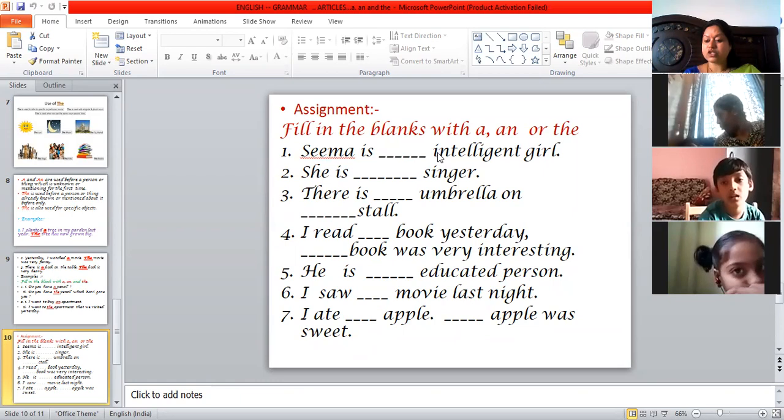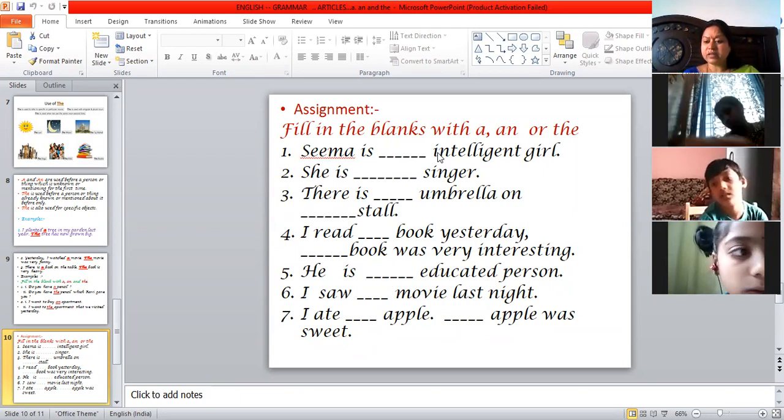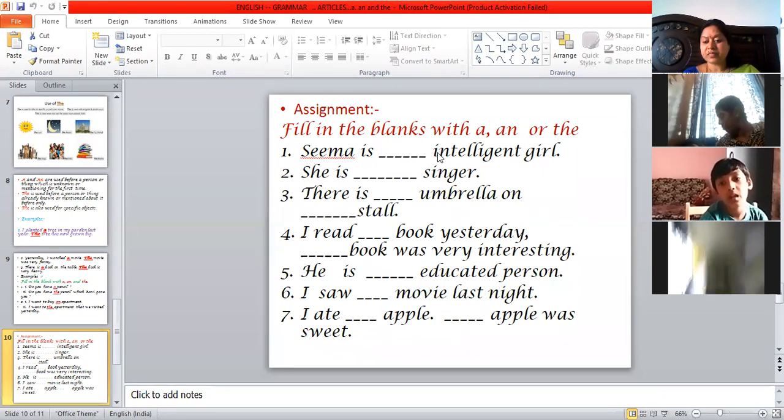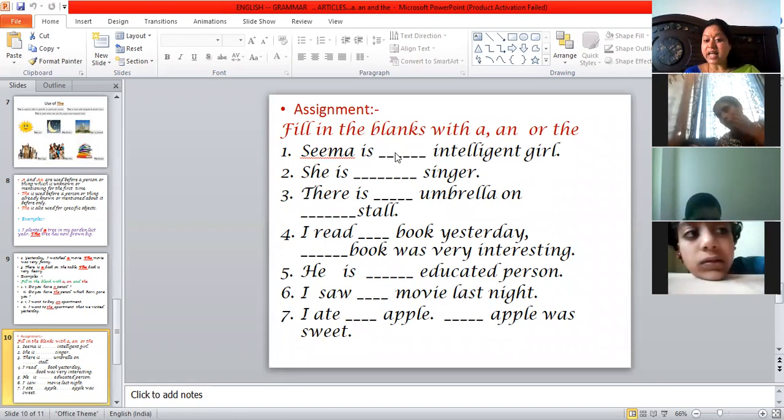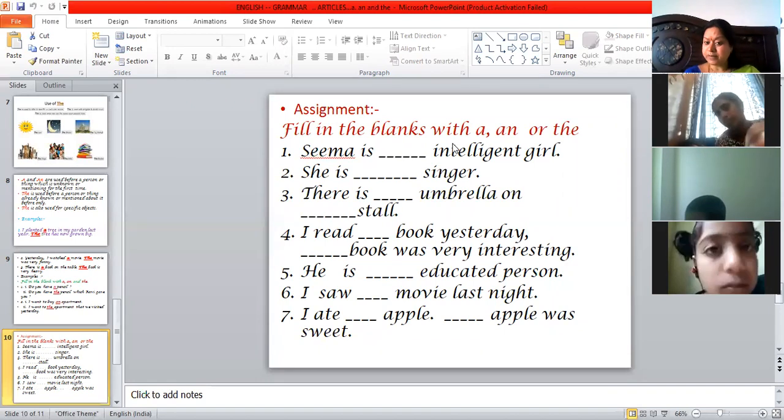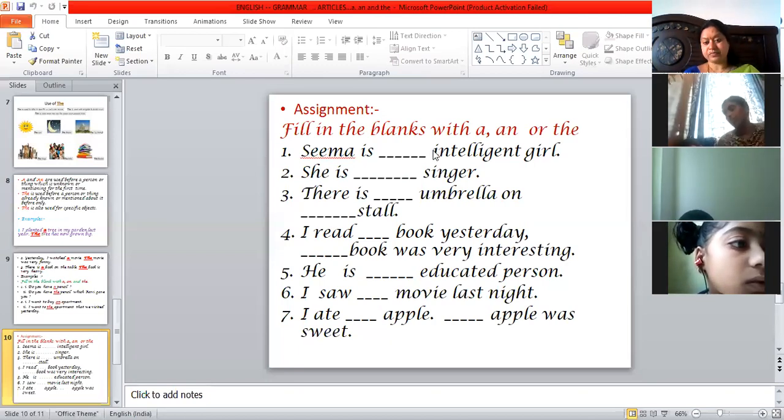I is a vowel. What is right before a vowel sound or a vowel letter? An. Very good. So she is an intelligent girl, because you see this adjective is starting with I, which is a vowel.